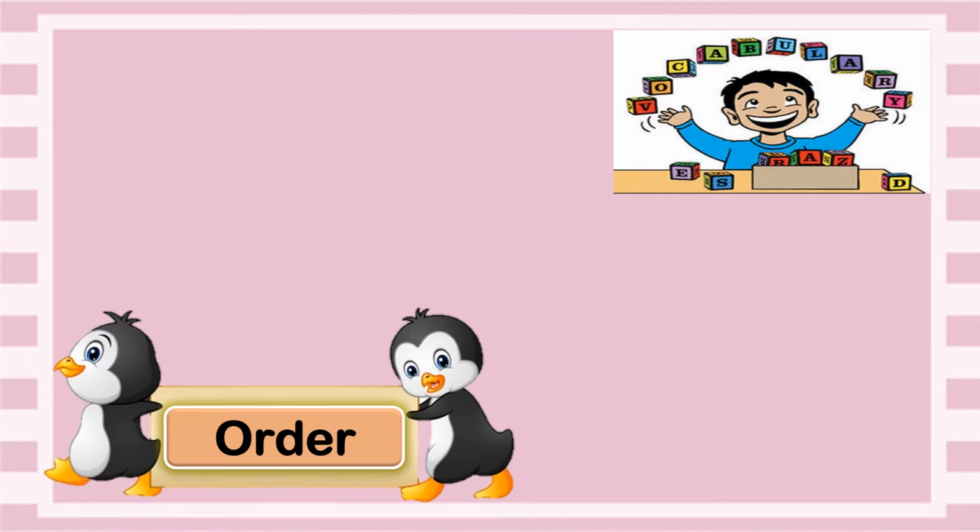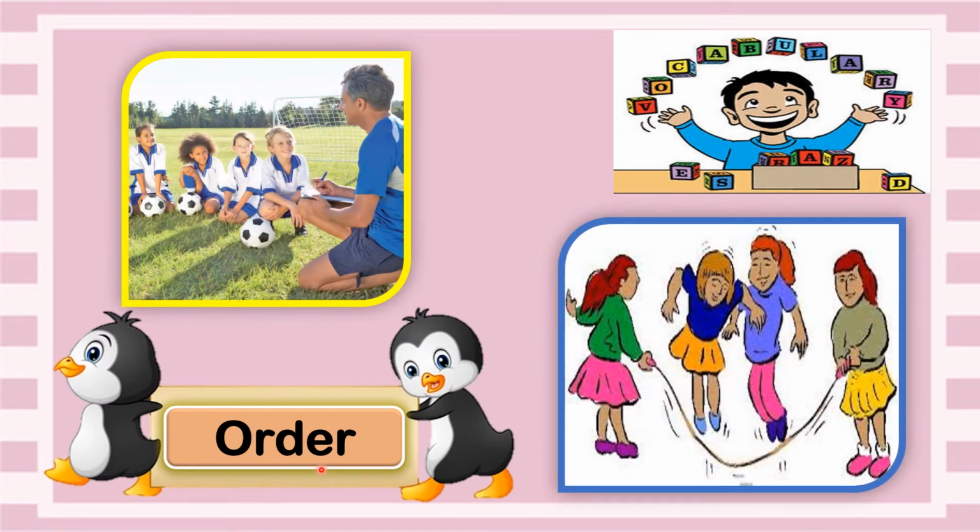Next word is order. So for example, when you are having your PE class, you are having an order. Someone is giving an order or you form in lines. So that is also an example of order. For example, when someone says jump, you are also jumping. So that is an order.